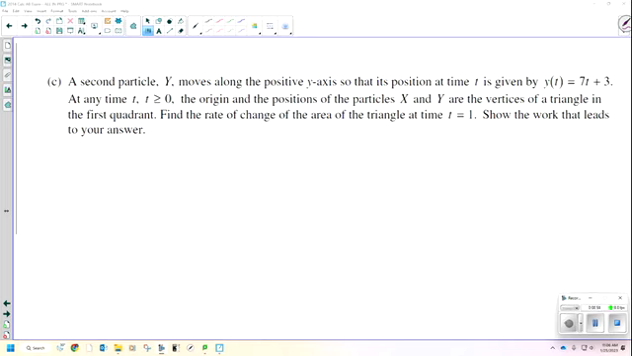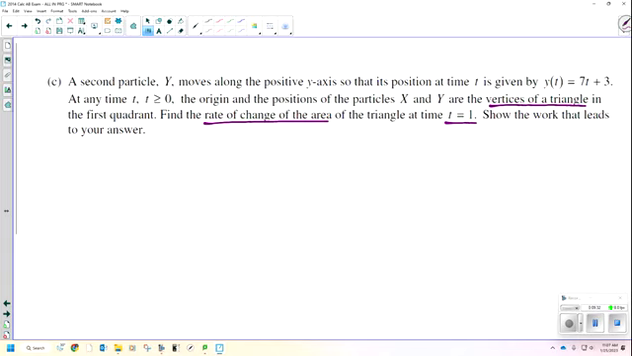It reads, a second particle, Y, moves along the positive Y-axis, so that its position at any time t is given by y of t, which equals 7t plus 3, at any time t where t is greater than or equal to 0. The origin and the positions of particle X and Y are the vertices of a triangle. This looks like it's going to be important. In the first quadrant, find the rate of change of the area of the triangle at time 1. Show the work that leads to your answer.